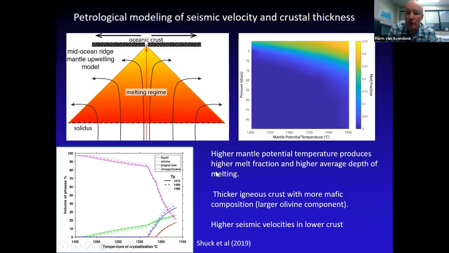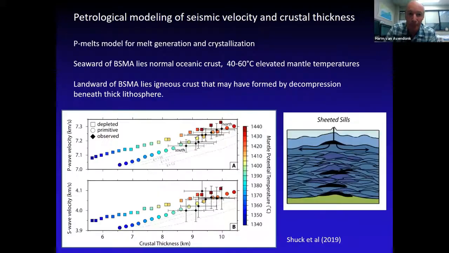What's really important in all this is the precipitation of olivine. If you have high temperatures deep in the mantle where the melts are generated, we have a large component of olivine. If this olivine component shows up in the gabbros in oceanic crust, then its seismic velocities will be higher.